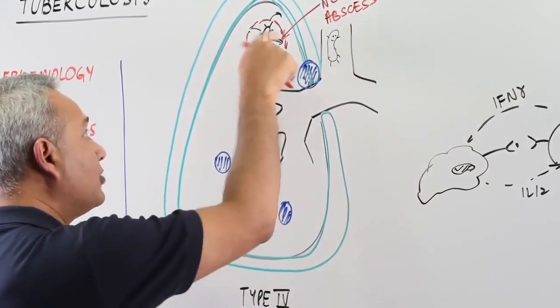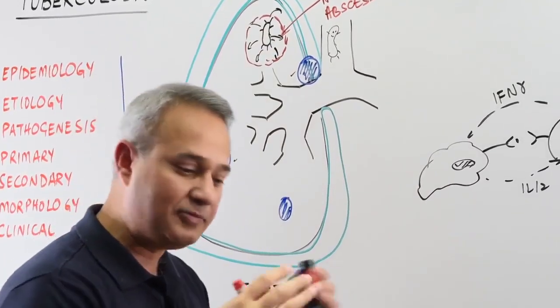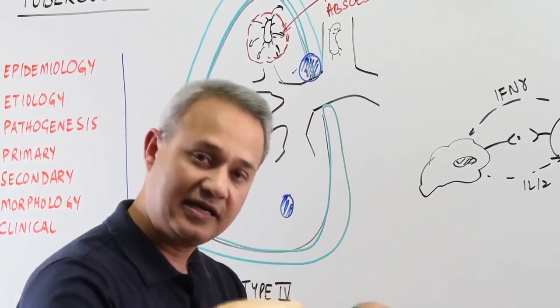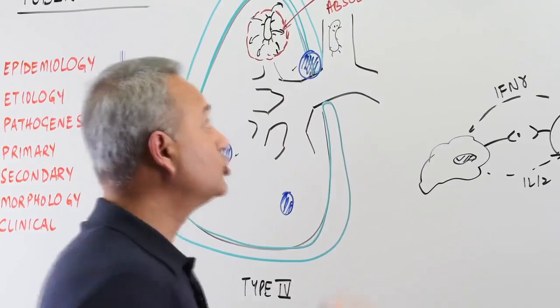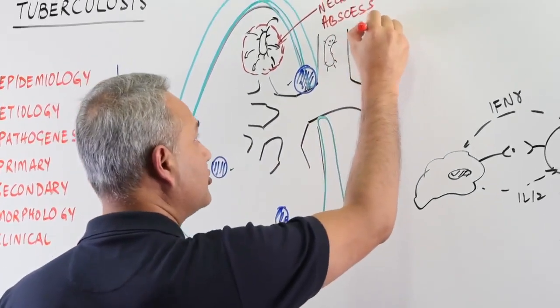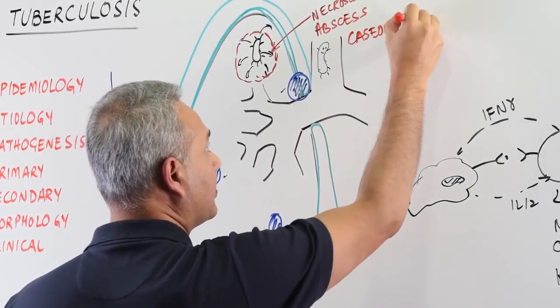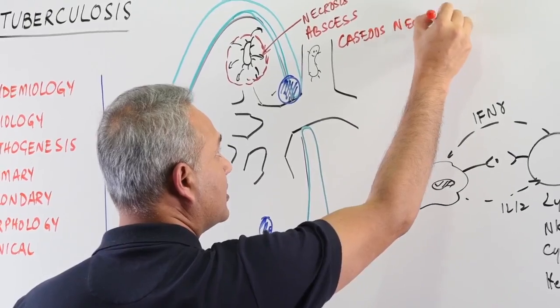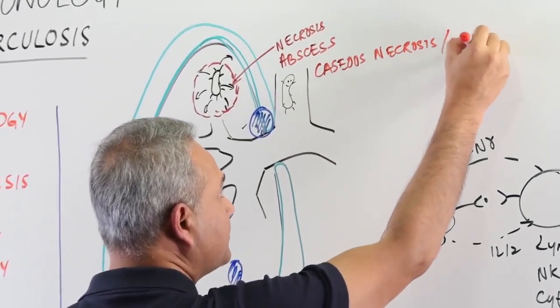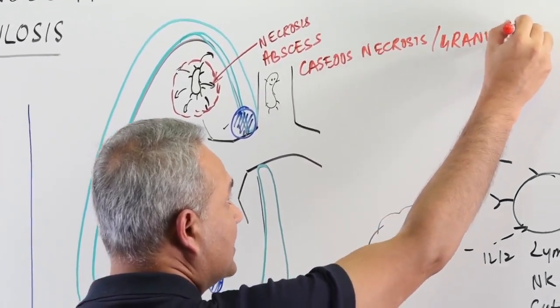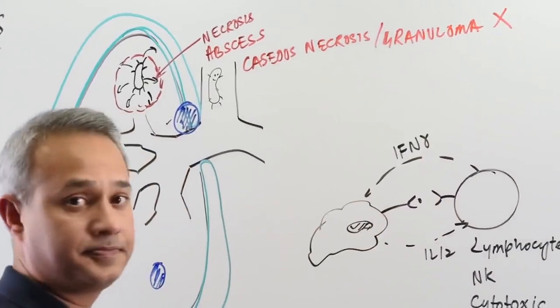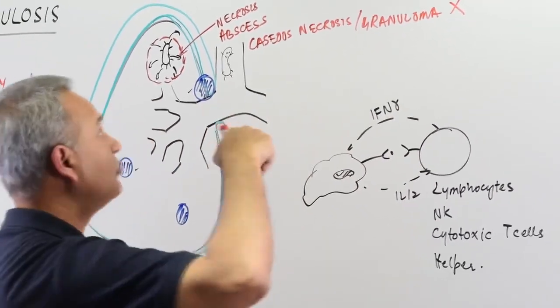Secondary TB, will we form a Ghon complex? Do we have enough time to keep damaging and forming granulomas and then calcify them? No. So granulomas or caseous necrosis with granuloma in secondary TB? No. So instead, what do we get?